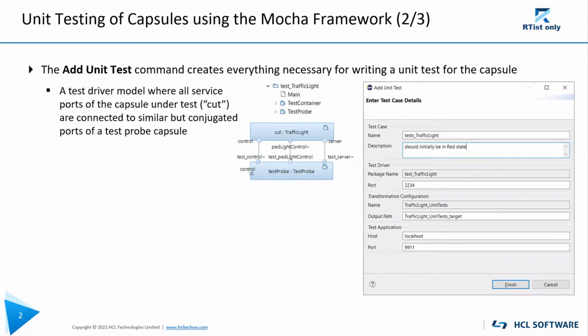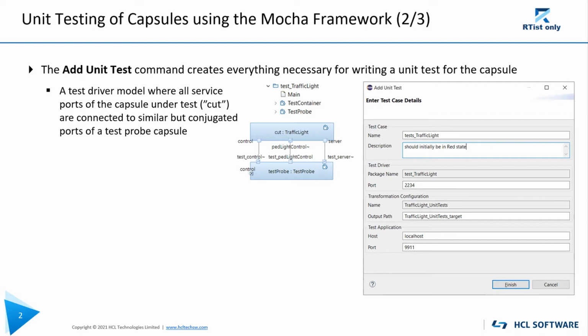The test container contains two capsule parts, as shown in the diagram: cut and the test probe capsule part. The part test probe is of type test probe capsule, which is newly created, and the cut is of type InnoCode capsule, which is the capsule under test.